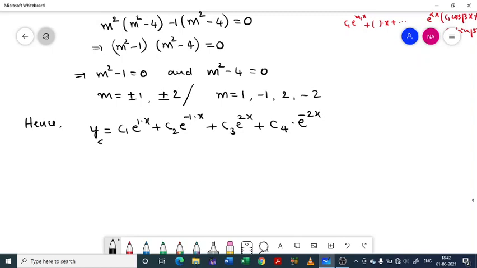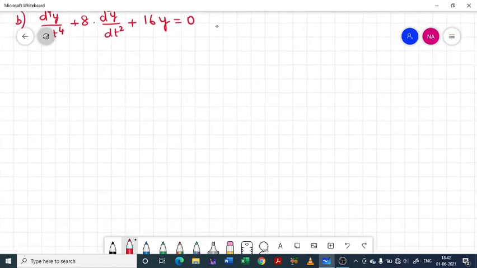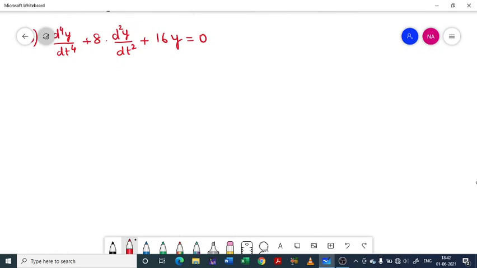Okay. Next, problem B. Let us consider one more problem. The problem statement is d power 4 y by dt 4 plus 8 d square y by dt square plus 16y equal to 0. Now we have to solve this equation.